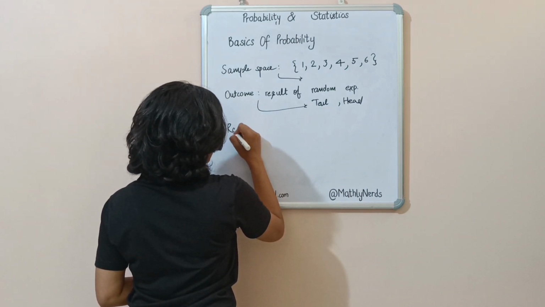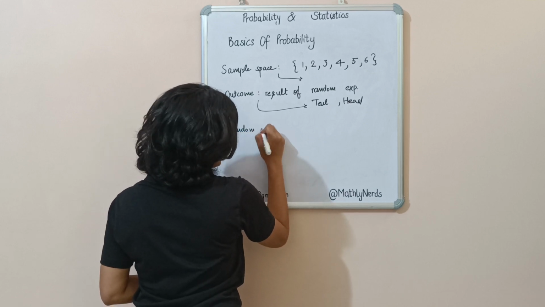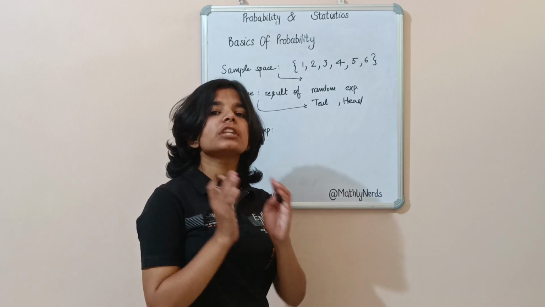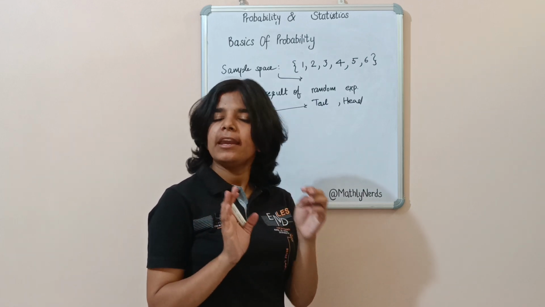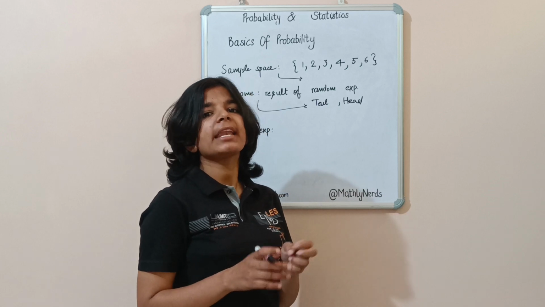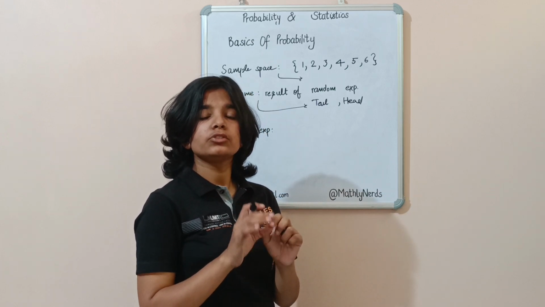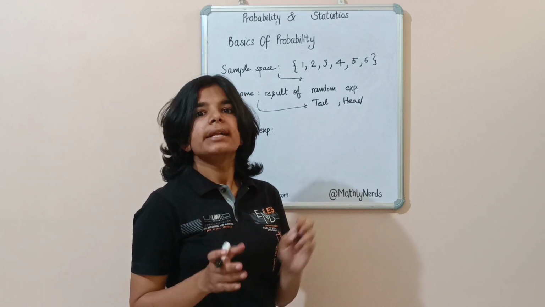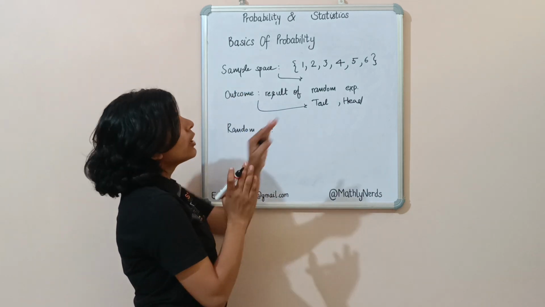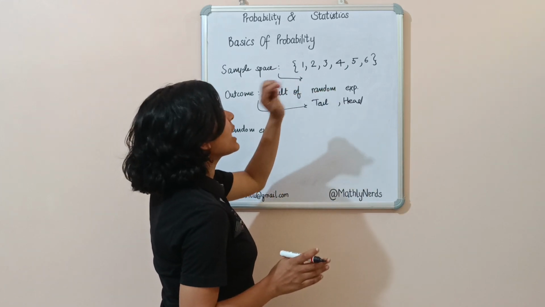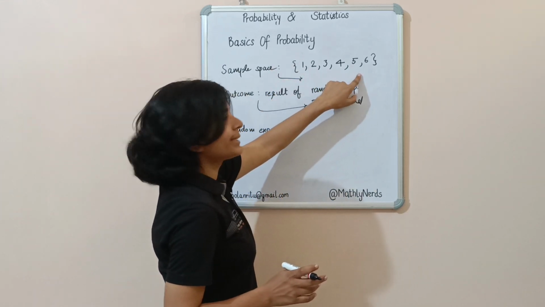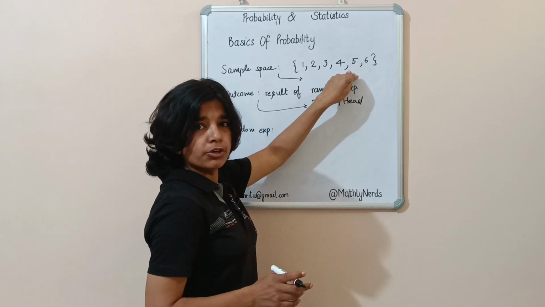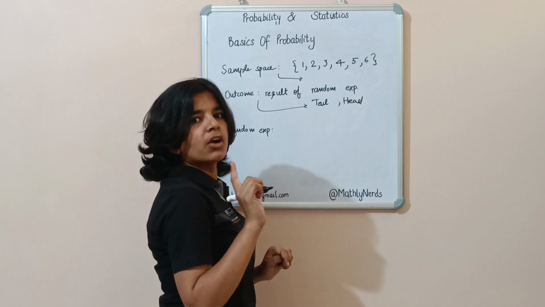Our next term is random experiment. Random experiment is an experiment in which if we conduct n number of trials, then every time the outcome is not unique. It can be from any possible outcomes. That means if we roll a die, we won't be getting every time 1 or 6. The outcome will be from any of these possible outcomes, but not a single outcome every time.